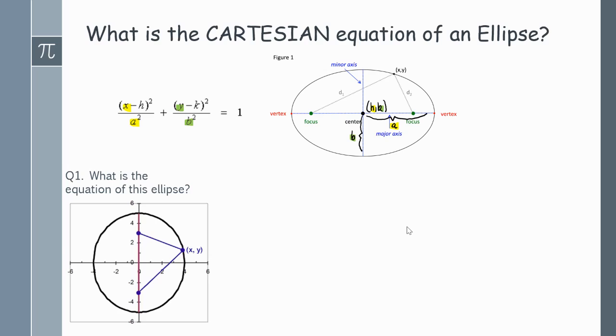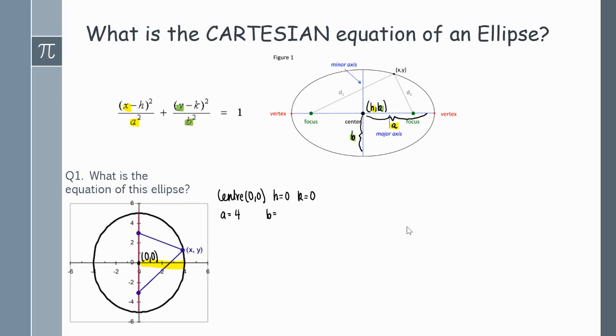Let's use this information to find the equation of the ellipse given in the diagram below. Notice the ellipse has a center of 0, 0. H must then be 0, and k is also 0. Well, let's look at the horizontal distance between the center and the edge of our ellipse. Just one side of that is 4, so A is 4.